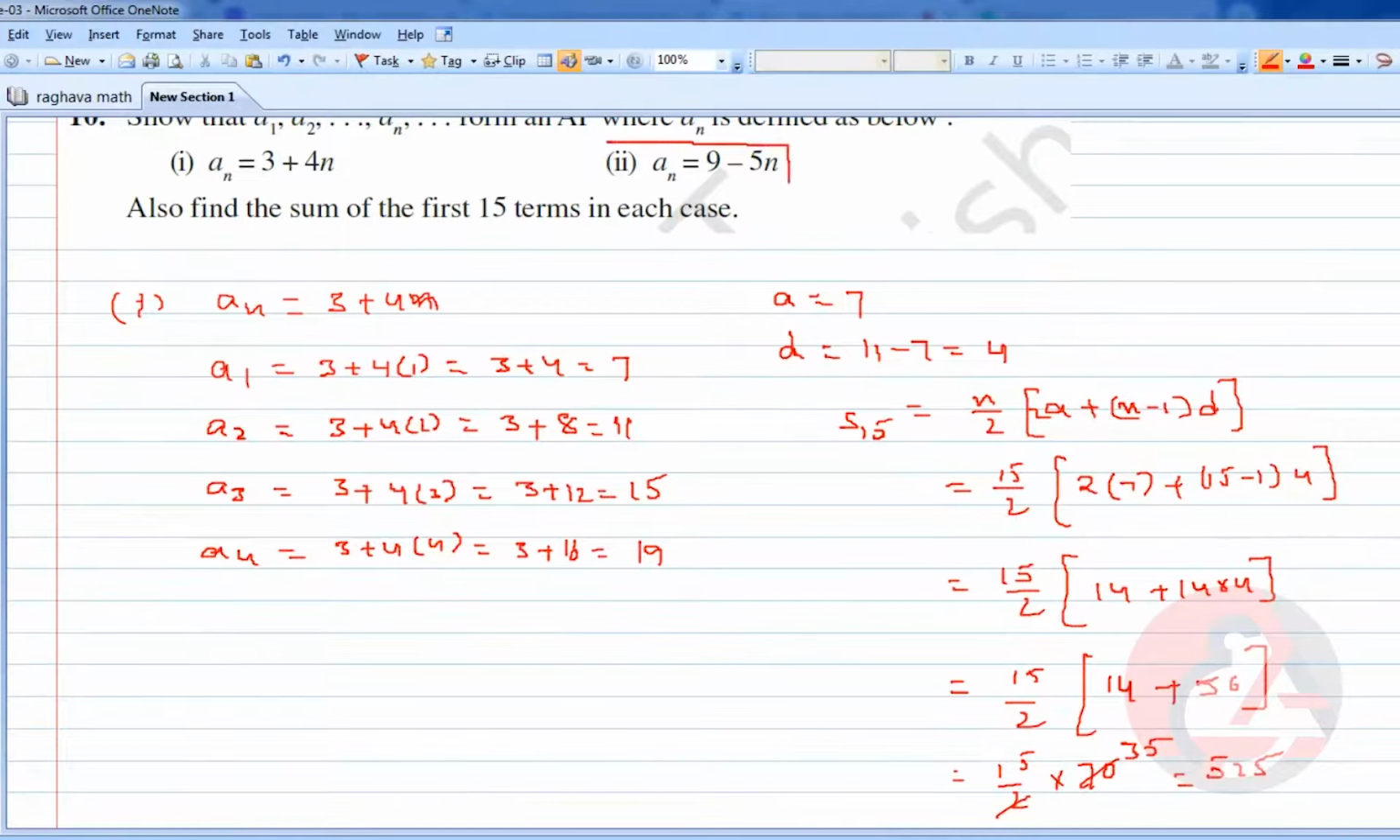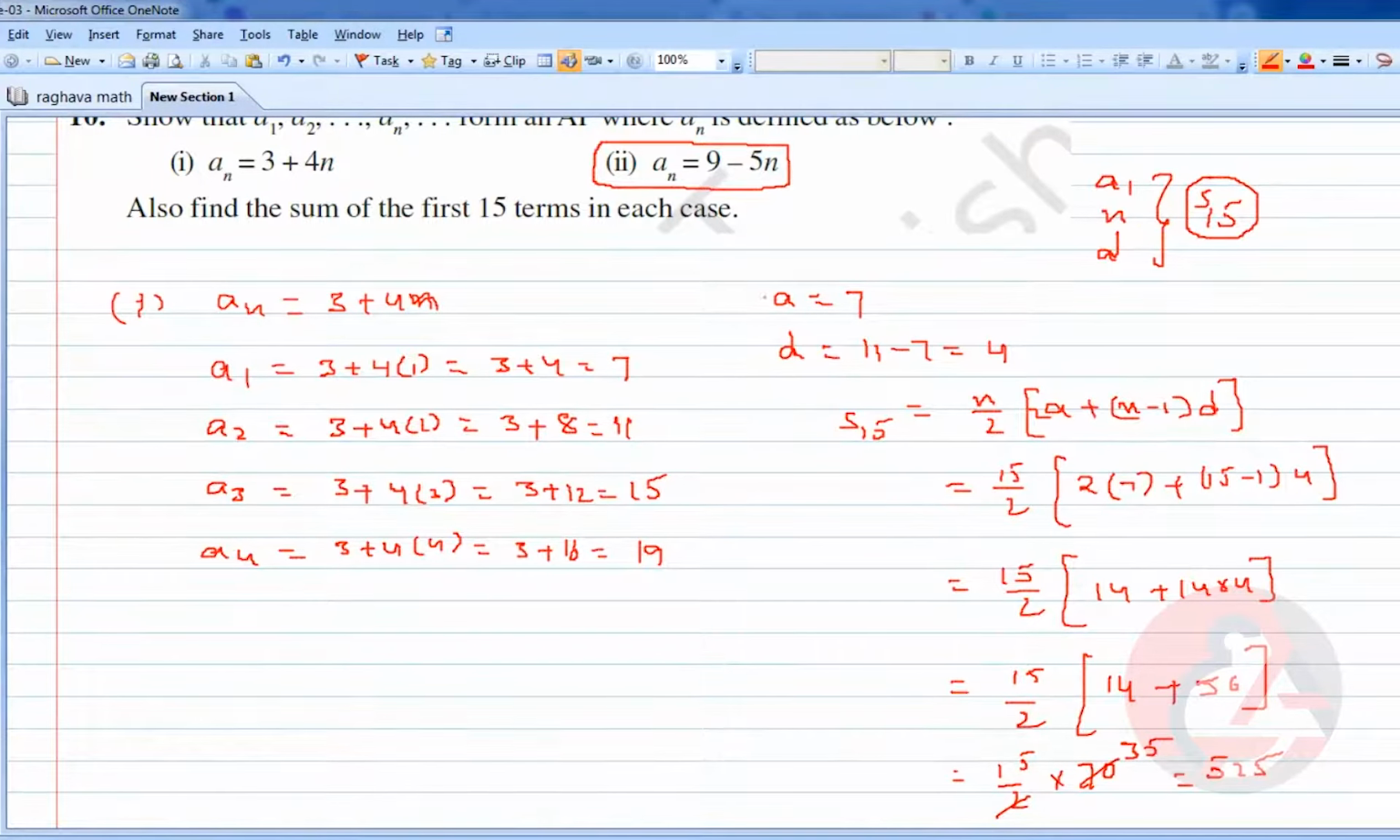Try the same for the second question, everyone. First find the a1 value, find the n value, find the d value, and after that only proceed for S15. See, if you want to find S15, you can do it in two ways. Find a1 and a15. That is one more method. No need to find the d value.